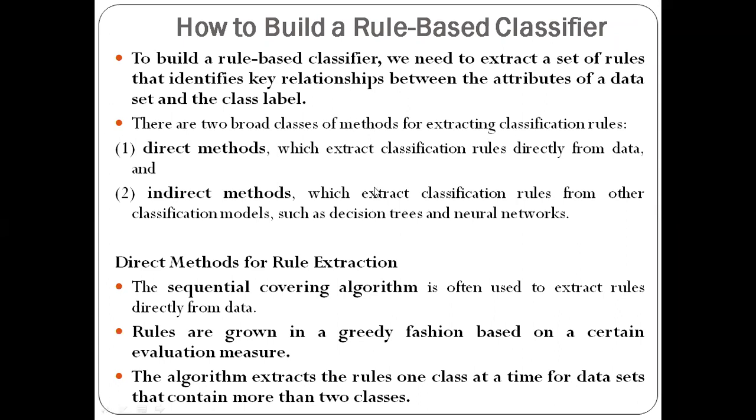Okay, so now coming to the first method, the direct method for rule extraction. As I said, in the direct method, we will be extracting the rules directly from the data. We will not construct any decision tree or neural network here. Instead, directly from the data using an algorithm, we will be extracting the rules. The algorithm that we will be using in order to extract the rules is the sequential covering algorithm. This sequential covering algorithm follows a greedy approach in order to extract the rules.